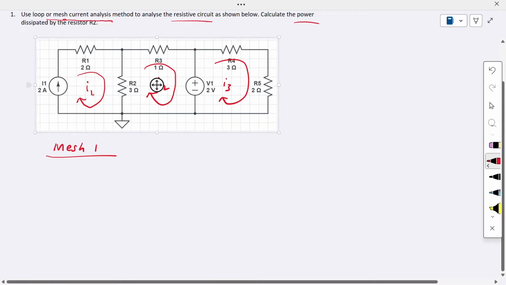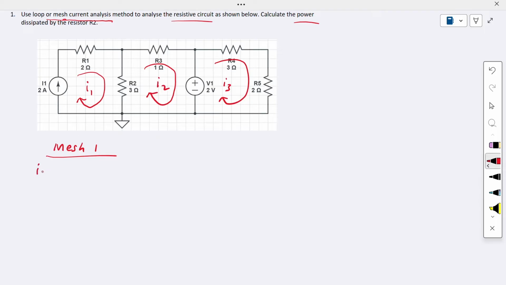current here. So in I1, what is the current? I1 is equal to 2 ampere. And this 2 ampere flows through R1. Okay, so that is mesh loop 1. So in this case, we can find mesh 2. Okay, in mesh 2, let's say we're going to start from here.